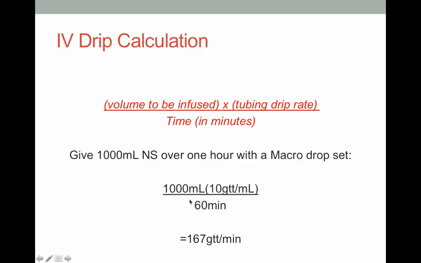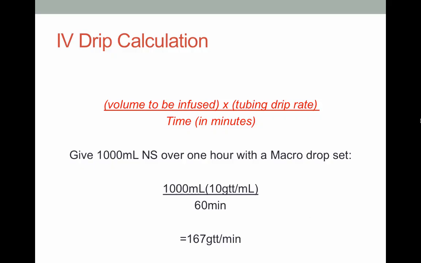The volume to be infused is 1,000 milliliters. This is always going to be in milliliters because we want milliliters to cancel each other out. So if it's 1 liter, I'm going to convert it to milliliters. We're going to multiply that by the drop set that I have hooked up, that macro. Say it's a 10-drop set. Then I'm going to divide that by 1 hour, which is 60 minutes. And I get 167 drops per minute.